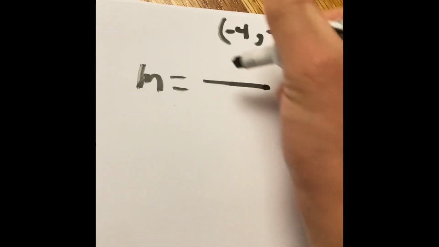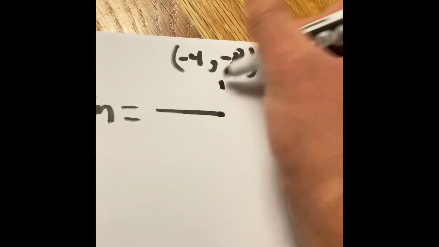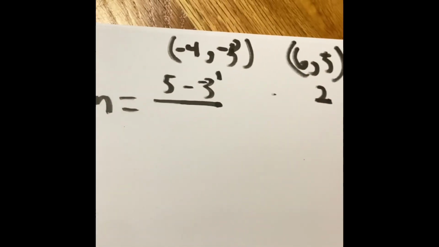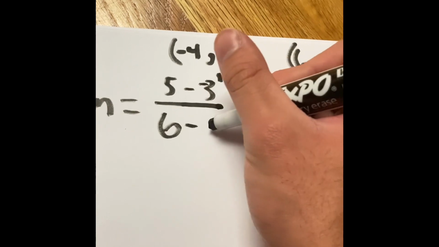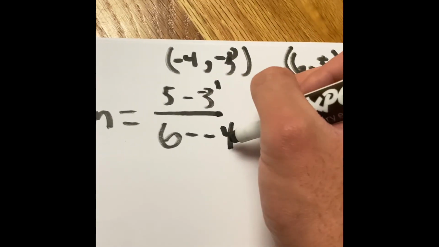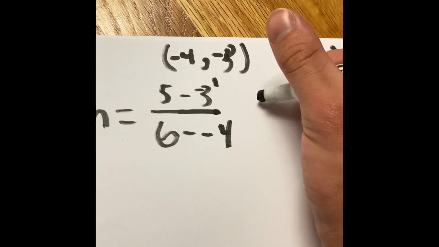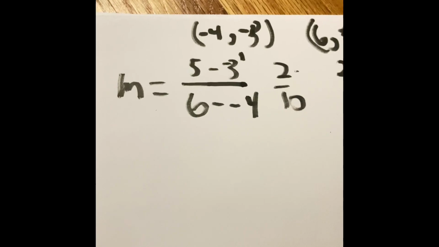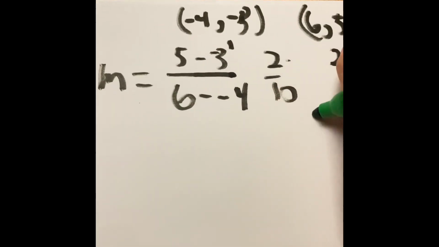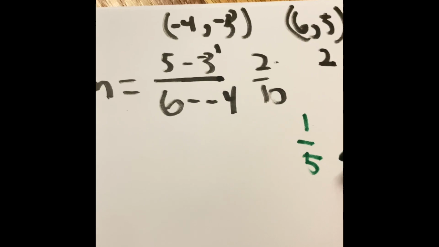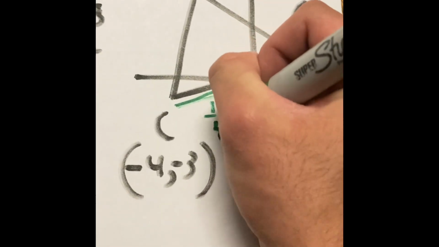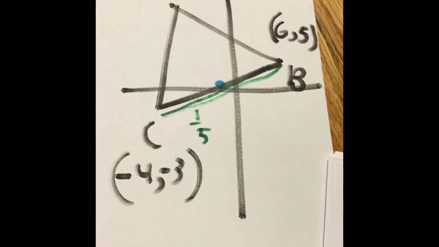So I'm going to say that this is the second one and that's the first. So we have to do 5 minus -3 and 6 minus -4. So we get an answer of 8/10. If we simplify that, our slope of CB is going to be 4/5. That was step 1. Check. Find the slope of CB. So that is 4/5. Now we gotta find the midpoint of CB.